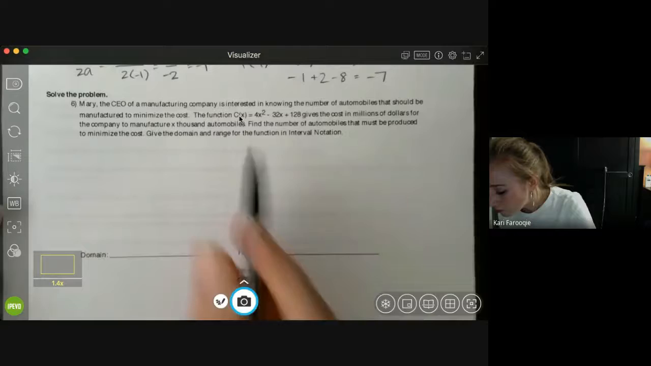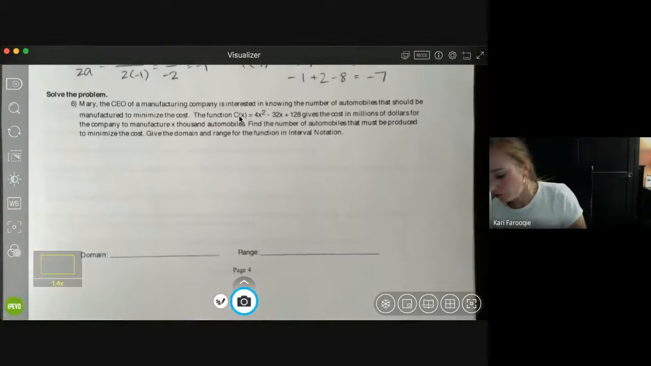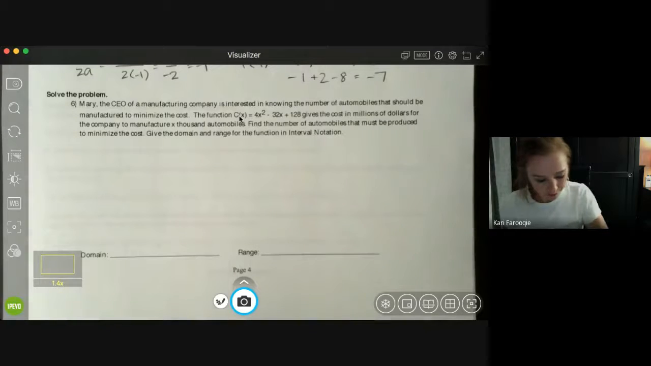The function C(x) = 4x² + 32x + 128 gives the cost in millions of dollars for the company to manufacture x thousand automobiles. Find the number of automobiles that must be produced to minimize the cost. Give the domain and range for the function in interval notation.